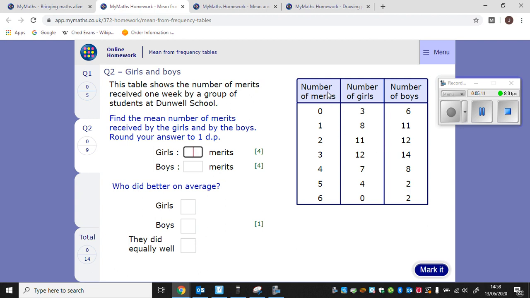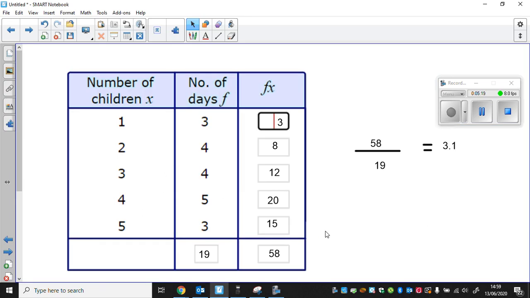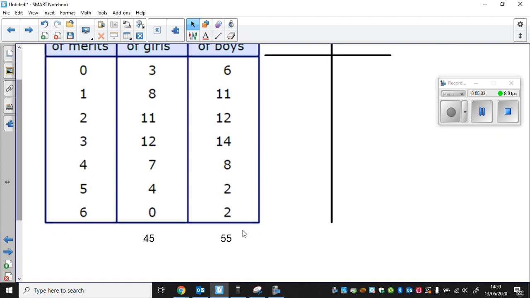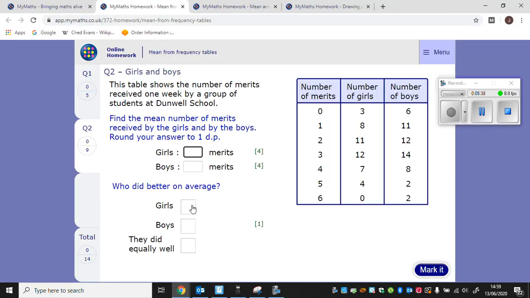The amount of merits that some students in a school got, split between girls and boys. Just to show you what you would need to do on this one, this is the table you've got. You'd have to do a girls total by doing 3 times 0, 8 times 1, 11 times 2, and so on until you get that total, and then a boys total. Then you divide the girls total by 45 and the boys total by 55, and when you've done that, you're going to use that to make a decision on who did better. Of course, a higher mean means that group did better: if the girls got a higher mean, the girls did better, and if the boys got a higher mean, the boys did better.